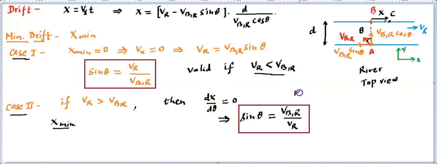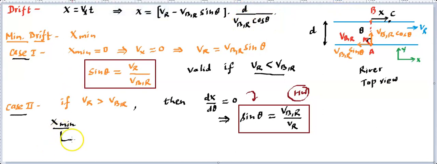That's part of the homework. You just prove that you get this: sin theta is VBR upon VR. If you get it, that means you have done the calculations correctly. From here we will know the angle at which direction the boat must start so that it causes minimum drift. It's not reaching the opposite end, but whatever the x is going to be, that will be minimum. Then the question can also be, what is the minimum x?